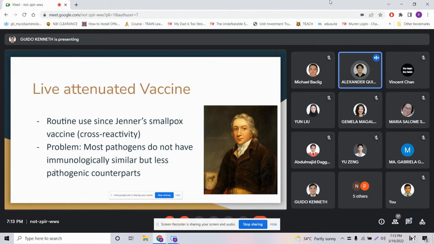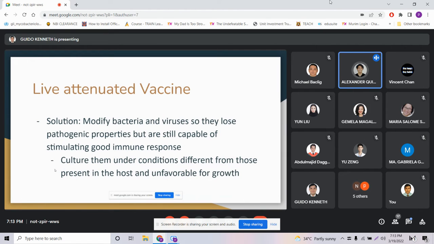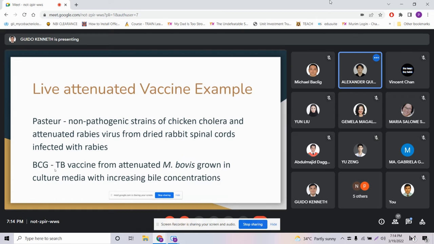So if we head to the next slide, our solution will be to modify the bacteria and/or viruses so that they will lose the pathogenic properties but are still capable of stimulating a good immune response. One way to do that is to culture them under conditions different from those present in the host and are unfavorable for its growth.